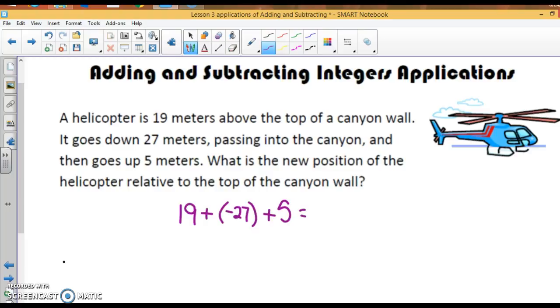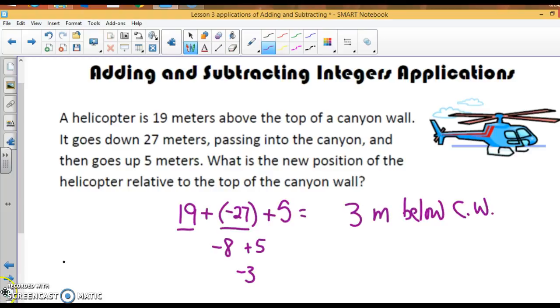So let's find the new position. Start on the left. 19 plus negative 27. They're different. So I subtract and take the sign of the larger. I'm going to get a negative 8 plus 5. They are different. So I subtract and take the sign of the larger, negative 3. So what is the new position? It is 3 meters below the canyon wall. Because it is a negative number, 3 meters below.